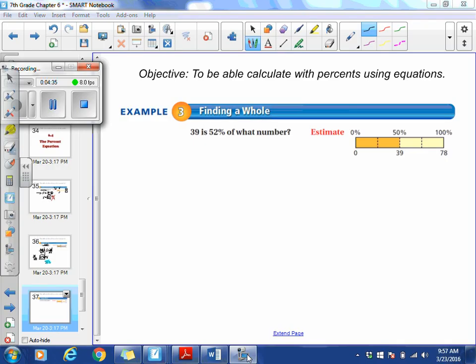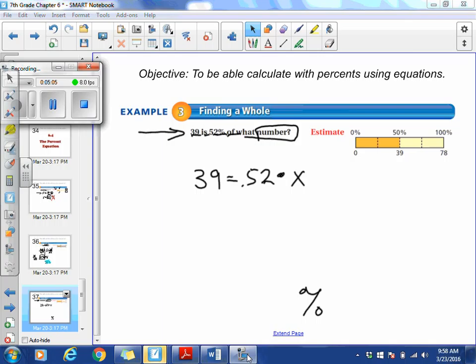Last one. Again, we have a word problem, we're going to translate it into an equation. So I'm just going to go right down the line. 39 is means equals 52%. I can write it as 52 out of 100, 52 hundredths like that, or I can write 0.52 like this. Of means multiply. What number? We don't know. But again, it says what number, not what percent. So our answer is not going to be a percent.